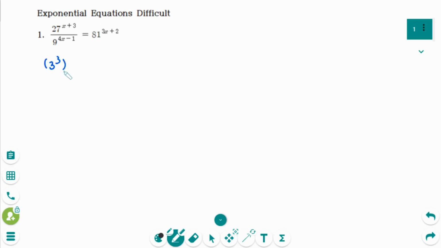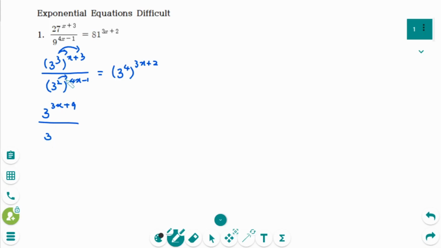3 cubed to the power of x plus 3, over 3 squared to the power of 4x minus 1, equals 3 to the power of 4 to the power of 3x plus 2. 3 to the power of 3x plus 9 over 3 to the power of 8x minus 2 equals 3 to the power of 12x plus 8.